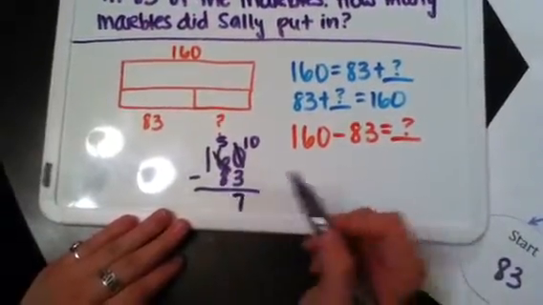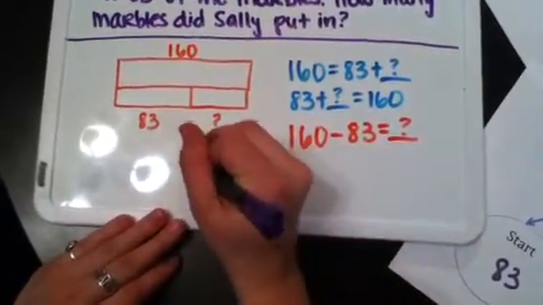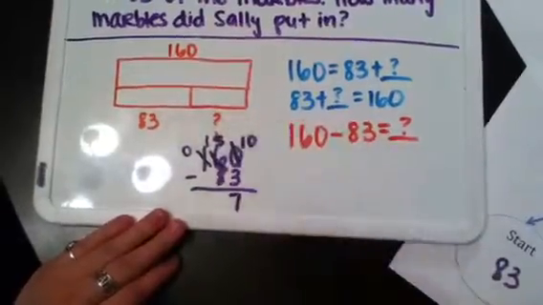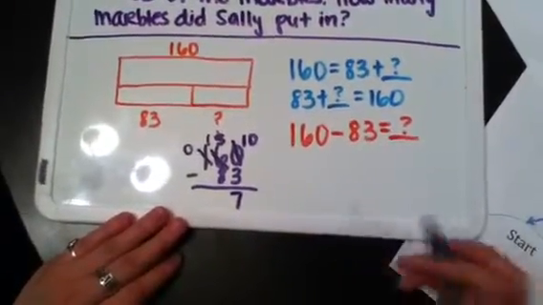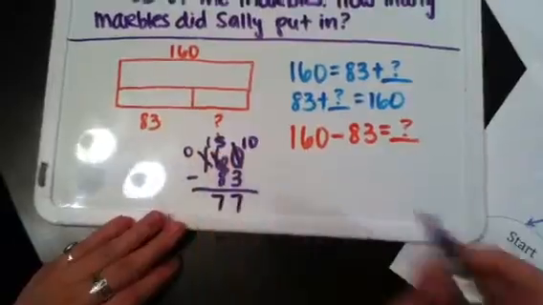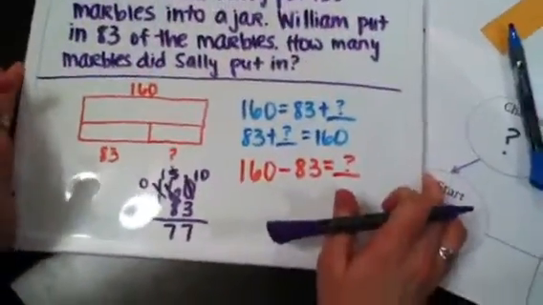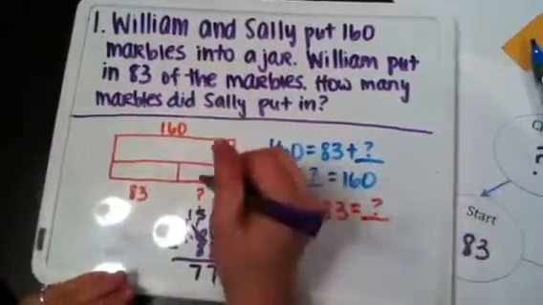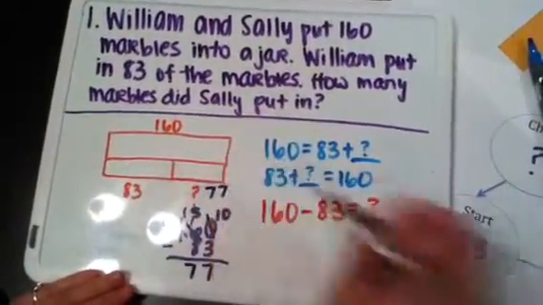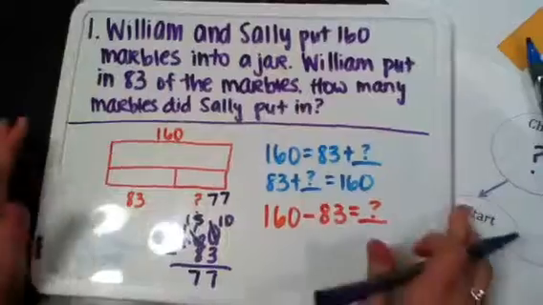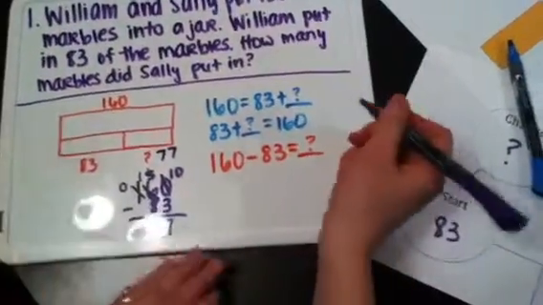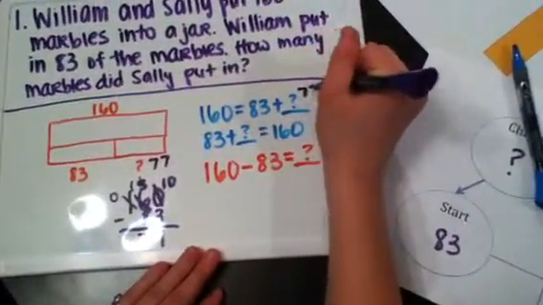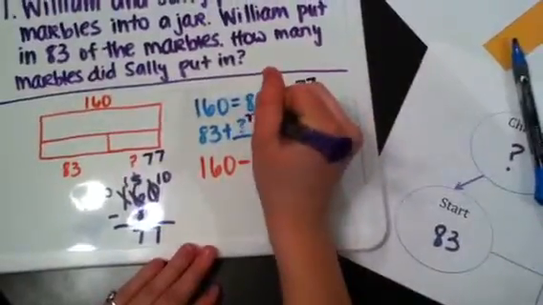5 minus 8, we can't do that, so we're going to borrow again. That becomes a 0, and we have 15 minus 8. We know that 15 minus 8 is 7. So our total is 77. So we know now that Sally put in 77 marbles. We can also check this by plugging in 77 here and here.